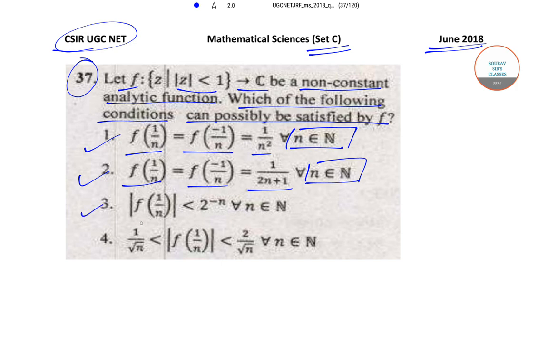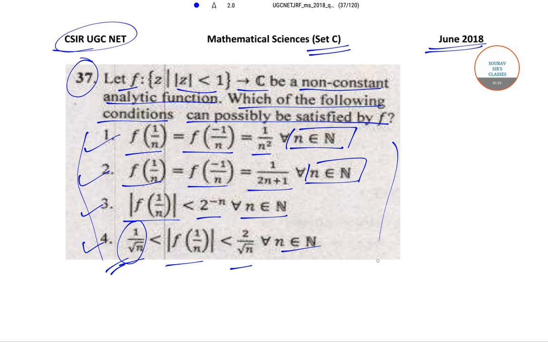Option 3, mod of f of 1 by n is less than 2 to the power minus n for all n which belongs to capital N, the set of natural numbers. And option 4, 1 by root n is less than mod of f of 1 by n, which is less than 2 by root over n for all n which belongs to the set of natural numbers. Let me correct it. I said that this is 1 by root pi. This is not 1 by root pi. This is actually 1 by root n. So let's proceed with the question.